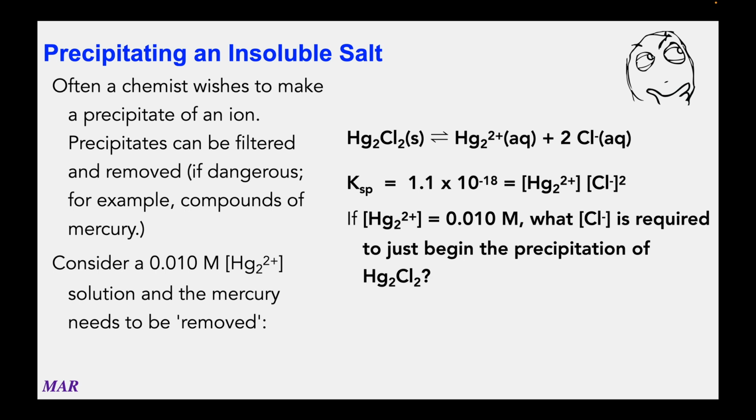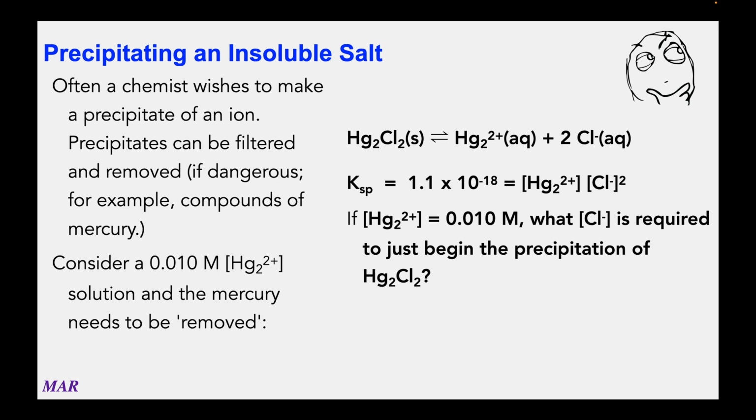So let's say that somewhere, maybe in your grandfather's basement or whatever, you find a 0.010 molar mercury 2,2 plus solution. Now, why that was in your grandfather's basement, no clue at all, but just go with it, okay? Anyway, let's say we want to get rid of the mercury. We want to remove the mercury from the water.